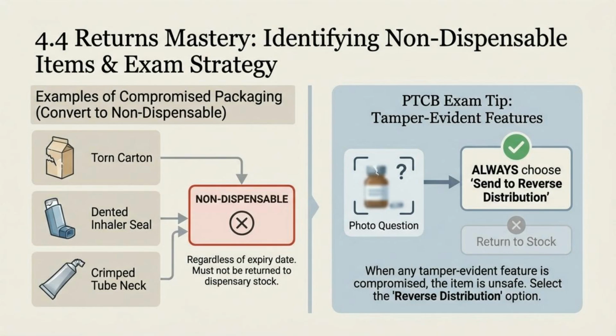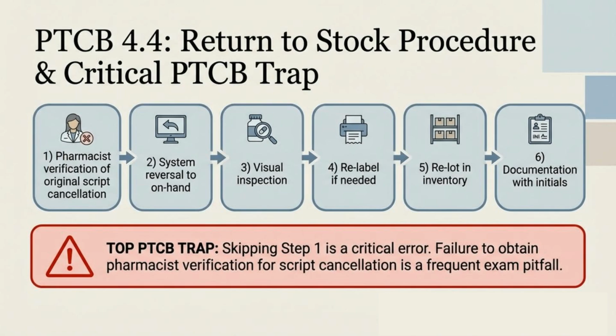Compromised packaging, like a torn carton or a dented inhaler seal, converts the item to non-dispensable. In exam photo questions, if any tamper-evident feature is compromised, always choose Send to Reverse Distribution. The return to stock procedure involves pharmacist verification of the original script cancellation, system reversal, visual inspection, relabeling if needed, relotting, and documentation. Skipping pharmacist verification is a critical error.